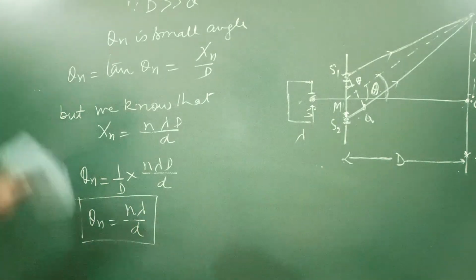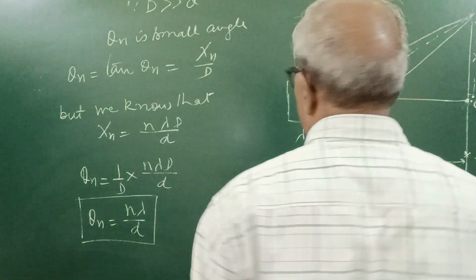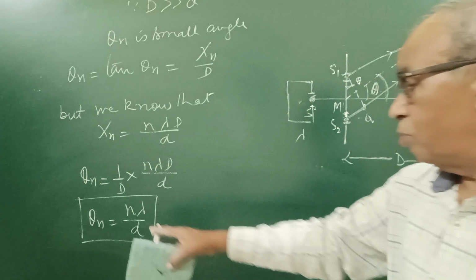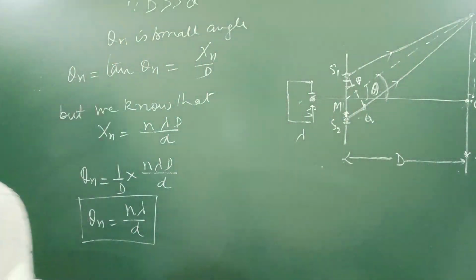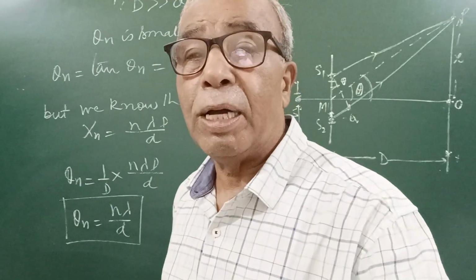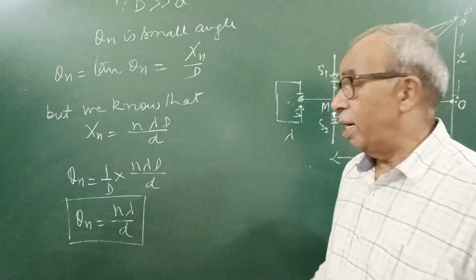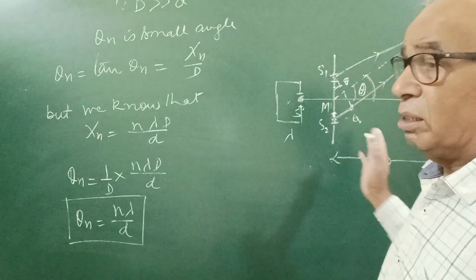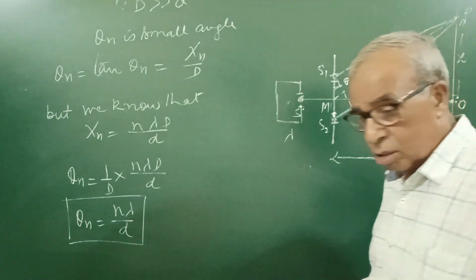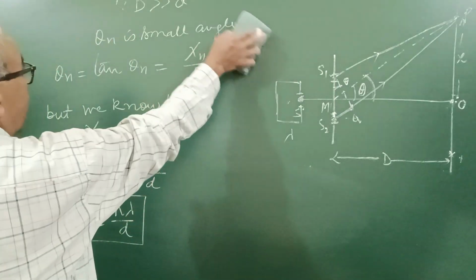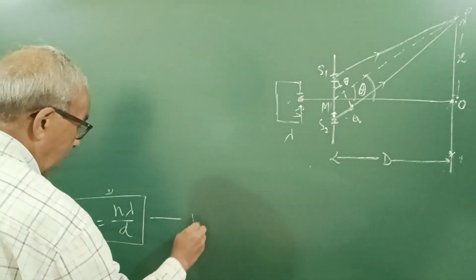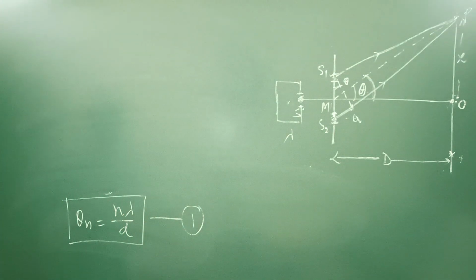So angular position depends only on distance small d, the wavelength used and its number. If it is the 10th fringe, you put here 10 lambda by d. It is independent of capital D. Many times a question has been asked in board exams: how would the angular position change if distance capital D is doubled? So it is independent of this and has no change. It is what? Angular position of the nth bright fringe.